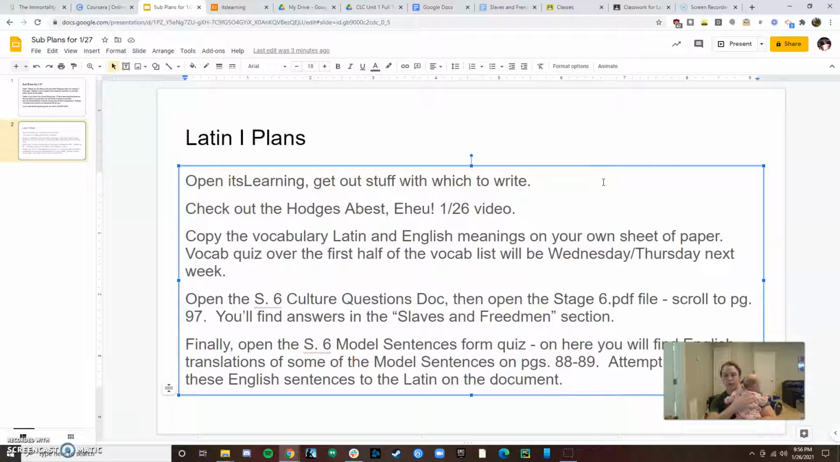So, obviously I'm not at school today. Unfortunately, Miss Hodges has gotten quite sick, and we're waiting on her to get her COVID test back and whatnot. So, I won't be at school until we can get that all figured out. I feel fine, and thankfully, so does the little one here. So, today you guys are going to be getting started on stage 6.